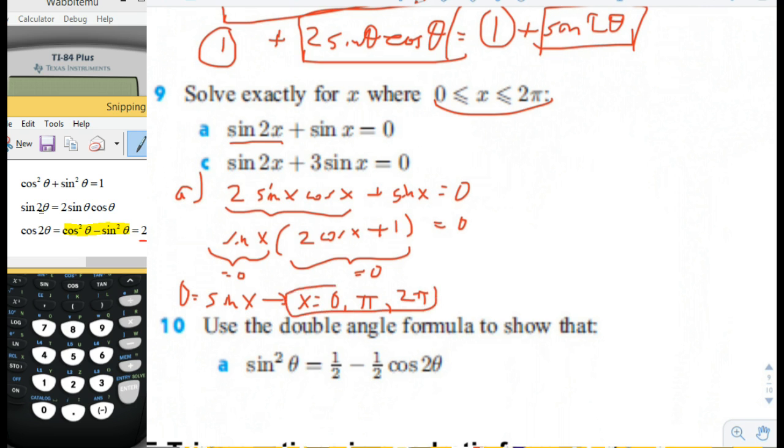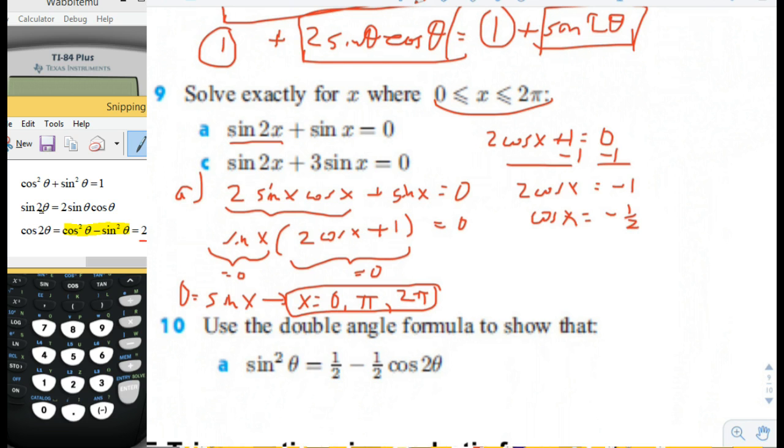Okay, those are 3 points where sine of x equals 0, between 0 and 2 pi. And then what about this other part, 2 cosine of x plus 1? When does that equal 0? 2 cosine x plus 1 equals 0. Well, we'll use some algebra and isolate cosine. We subtract 1 from both sides, we get negative 1 equals 2 cosine x. Cosine x equals negative 1/2.